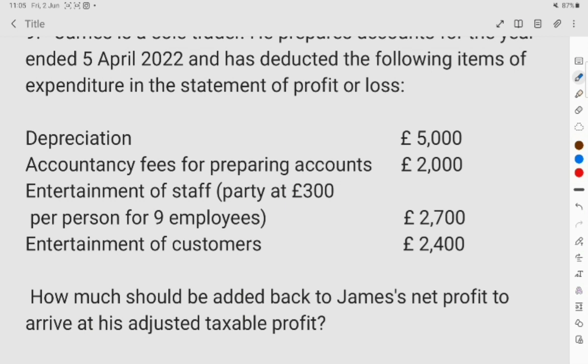So remember that this is the amount to be added back. The amount that is not considered by tax authorities as an expense should be added back, and that is depreciation and the entertainment of customers. These expenses are not allowed in accordance with tax authorities' rules. So while calculating adjusted taxable profit, these amounts should be added back. So this is 7,400 that should be added back.